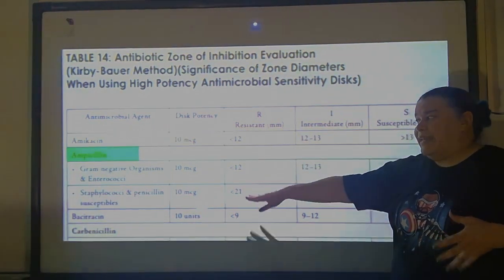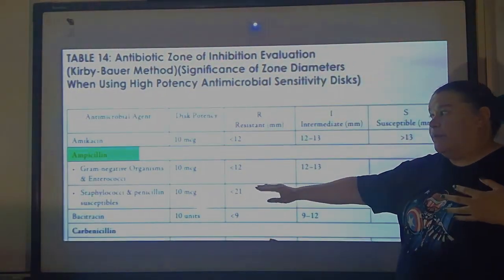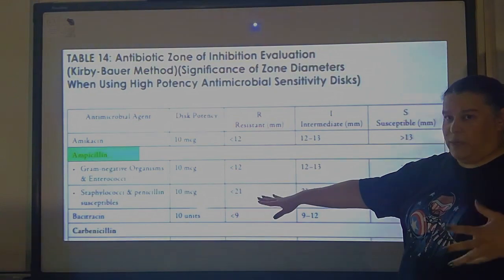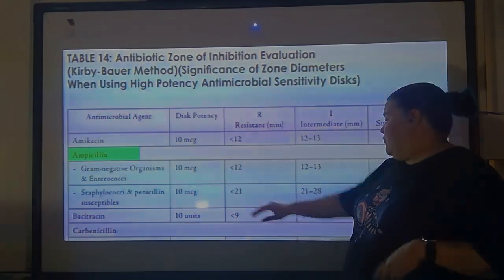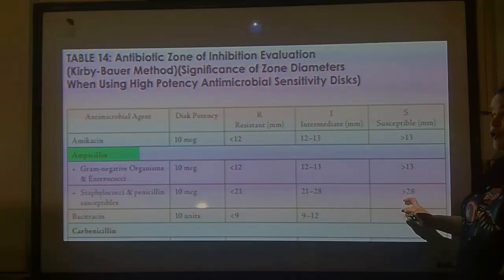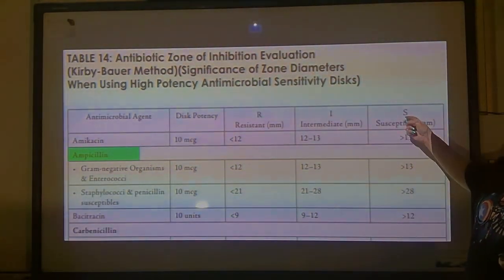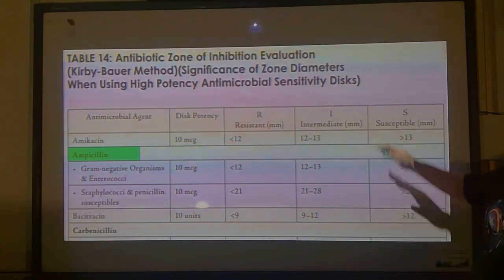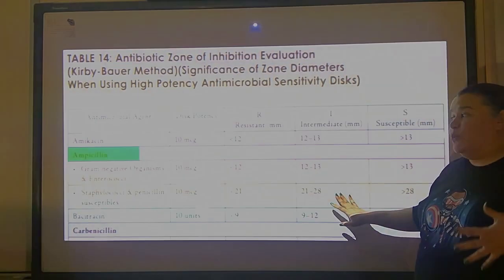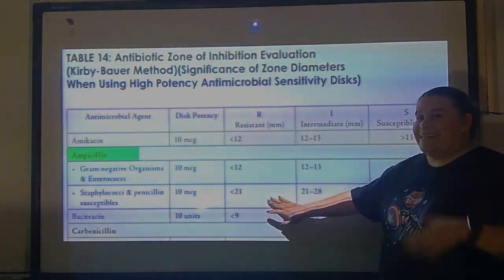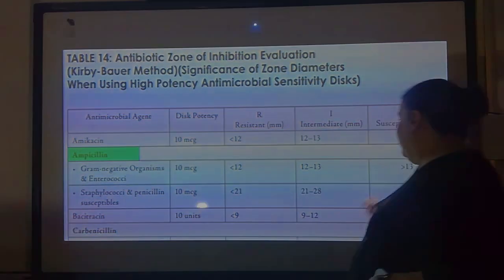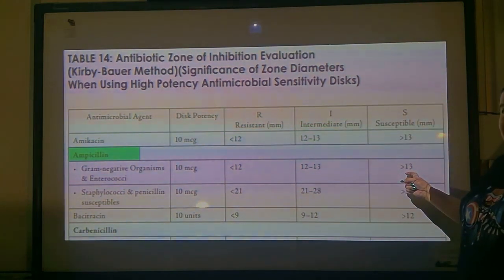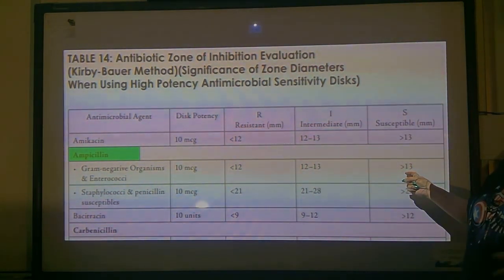If I'm looking at anything that's staphylococci or the penicillin susceptible ones, it has to be greater than, I'm going to go over here, greater than 28 millimeters for it to be considered susceptible. Intermediate is between 21 and 28, whereas resistant is anything less than 21. Now, if you look, that less than 21 is even bigger than what we see with the gram-negative organisms.